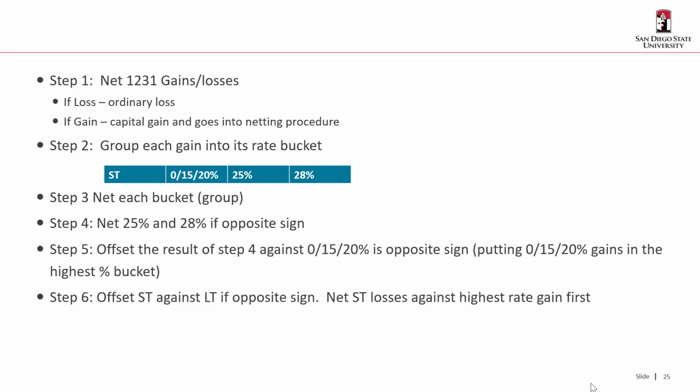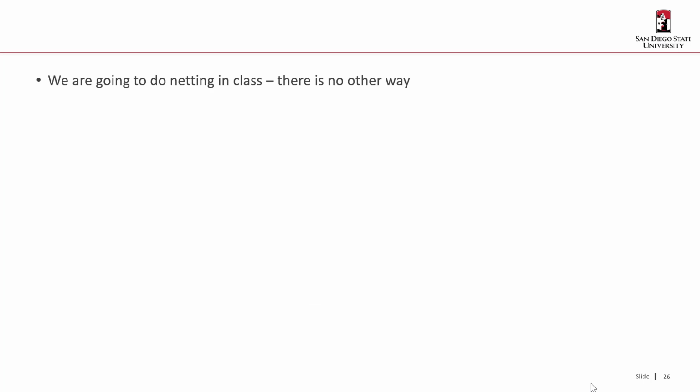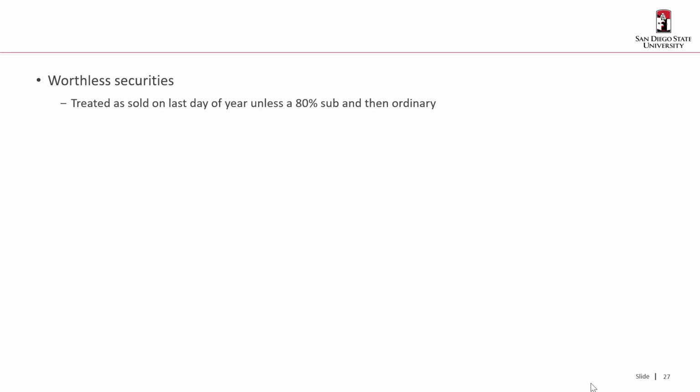But again, larger absolute value swallowing smaller absolute value. Next, you would offset short term against the results of step 5. So against the 0, 15, 20, against the 25 or the 28, again, choosing the highest rate first. Okay, there's really no way to do this in the video. We'll do some of these in classes, but you may want to have that slide handy when we do it.